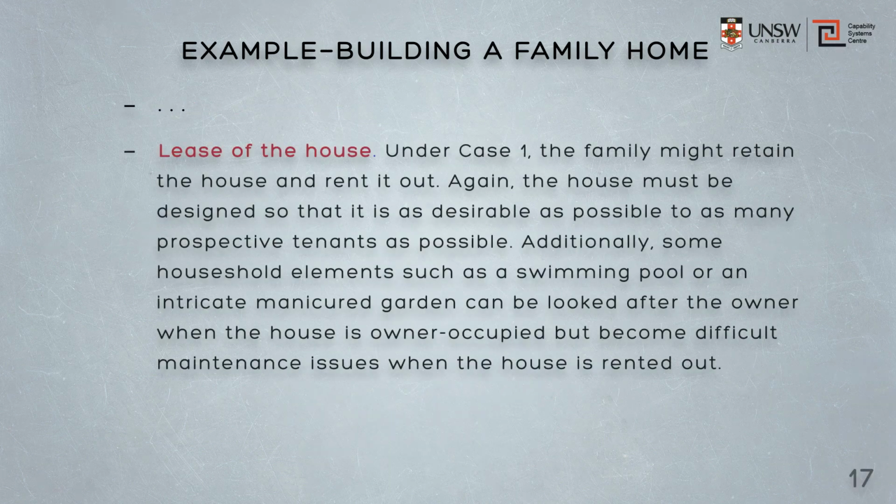The second means is lease. Under case 1, the family might retain the house and rent it out. As with the sale, the house has to be designed so it is as desirable as possible to as many prospective tenants as possible. Additionally now, there are other system elements such as a swimming pool or a very intricate manicured garden, which is going to cause problems if the tenant doesn't look after the house in the same way that the homeowner did. And so we need to be careful to design a house that is going to be looked after when it's owner occupied, but could become difficult to maintain when the house is rented out.